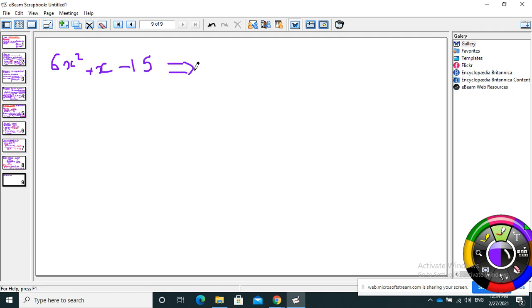So here I have P is what? It's 6 times minus 15, and S is 1. So 6 times minus 15, it gives me minus 90. So which two numbers, if I multiply them, it will give me minus 90, and if I add them, it gives me 1. We need to think about it.